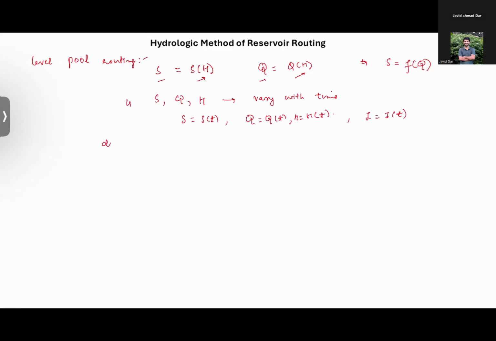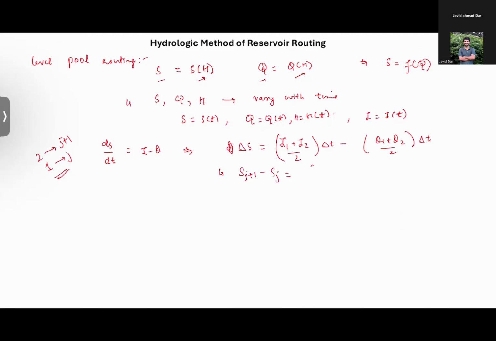Now the basic continuity equation that we had is dS by dt is equal to I minus Q. And when we saw it in case of hydrological routing, this was delta S is equal to I1 plus I2 divided by 2 into delta T minus Q1 plus Q2 divided by 2 into delta T. So if we use the notations of J plus 1 for 2 and J for 1, then I can write S(j+1) minus S(j) equals I(j+1) plus I(j) divided by 2 into delta T minus Q(j+1) plus Q(j) divided by 2 into delta T. So this equation we are going to use further in this method.